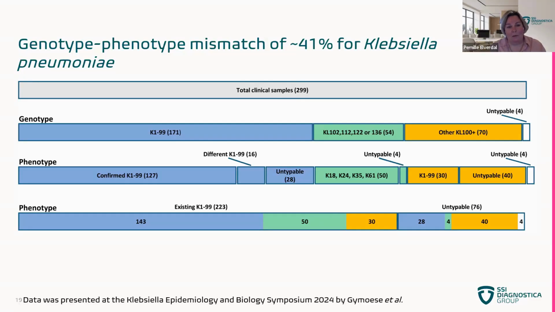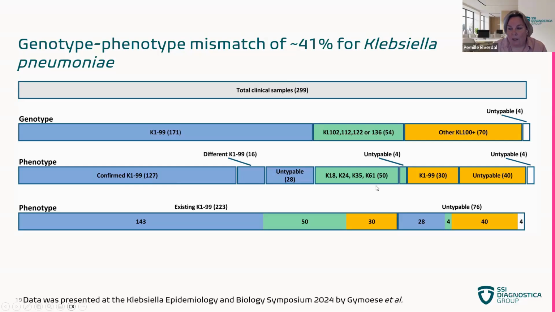But when they then did the phenotypic method, they found that only 127 of these 171 were actually K types within 1 to 99. They found that 16 of them were actually other K types, and 28 of them were untypable with the current antisera present. So these could be potential new serotypes.